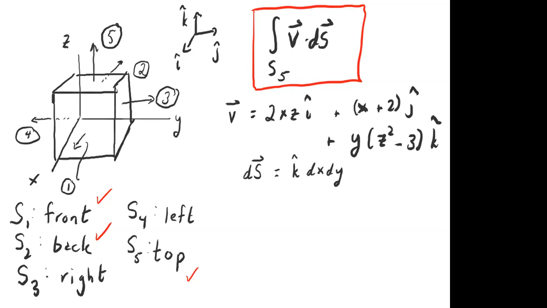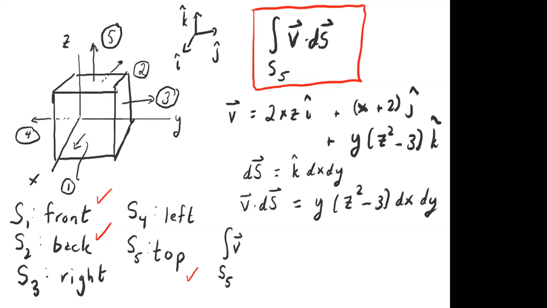So I need to take the dot product of these two creatures, v dot ds, and that will give me y times z squared minus 3 dx dy, just using the property of the dot product of vectors, in particular the dot product of unit vectors. So I'm almost finished. I have to do the surface integral over S5 of v dot ds, or calculate the flux of v through S5.